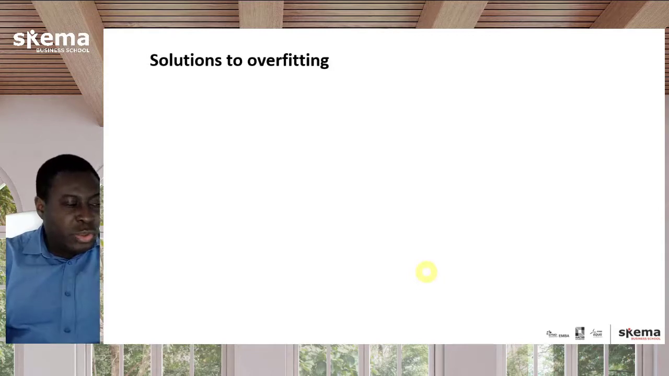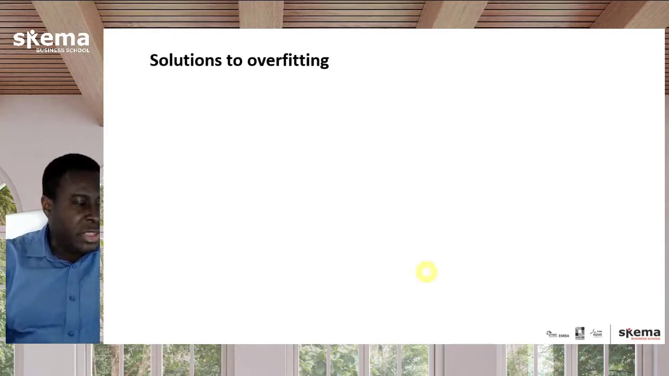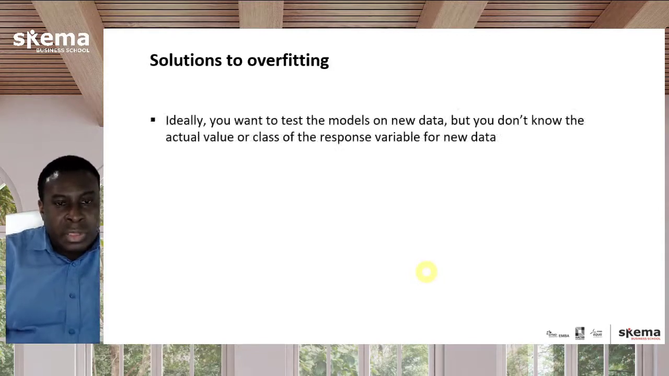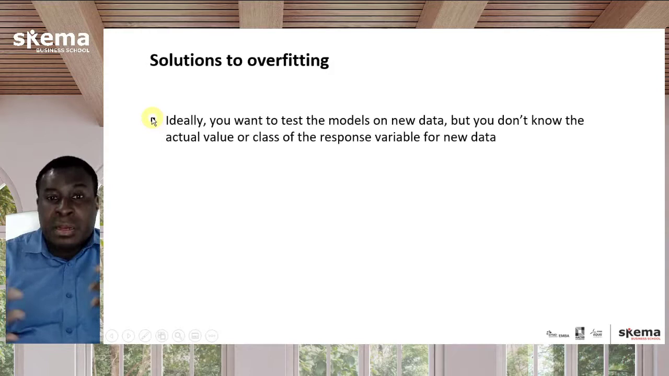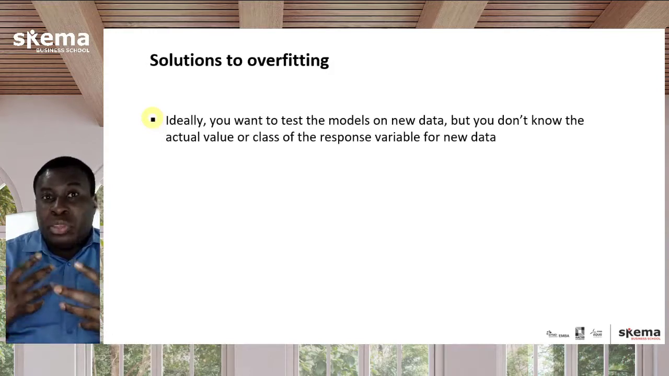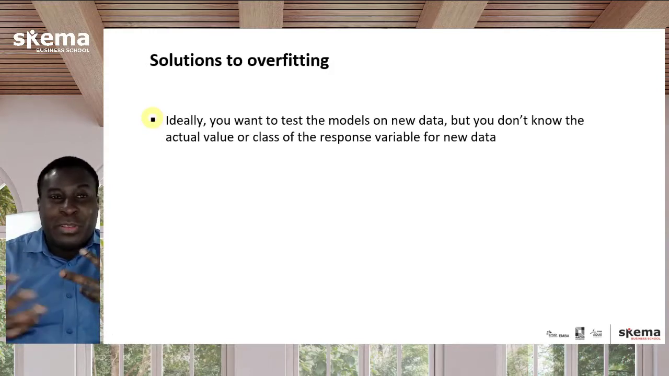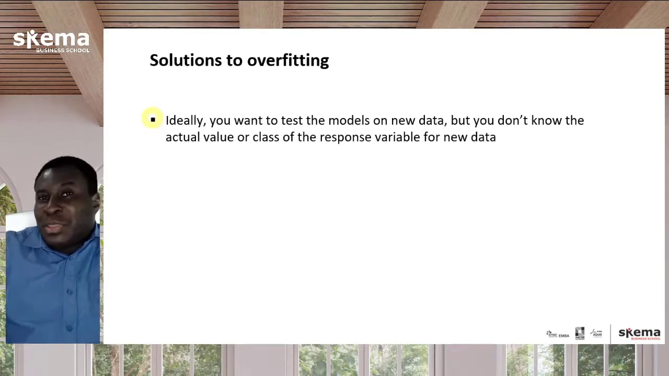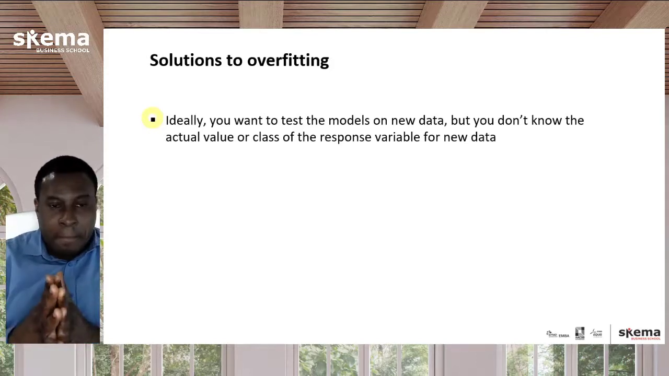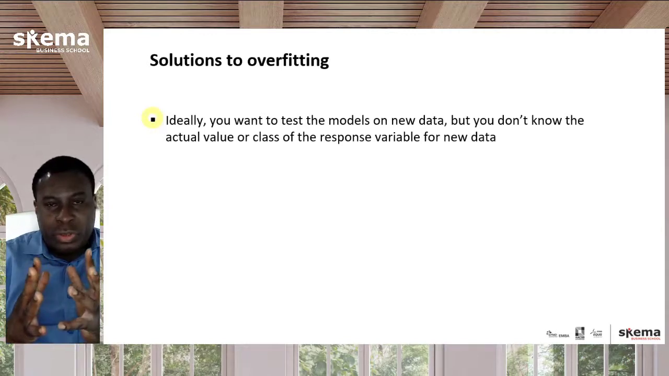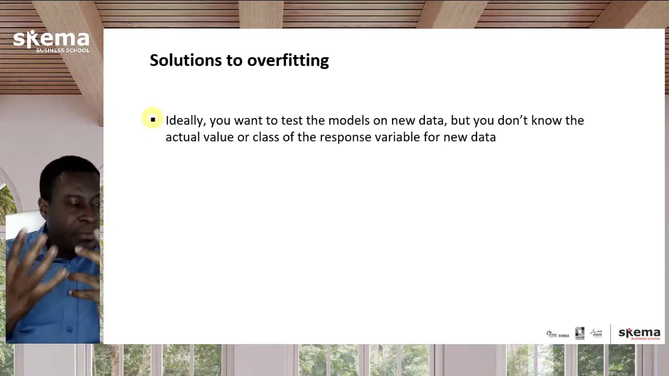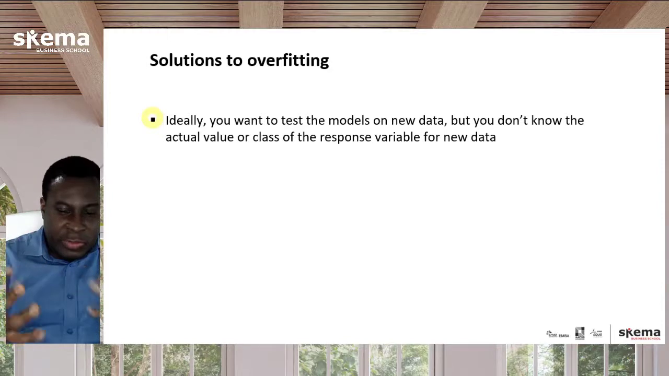So solutions to overfitting in general, ideally, we want to test models on new data. But the thing is that we don't know the actual value or class of response of new data because the new data, the future data, has not come around yet. So there are different ways we can do that.